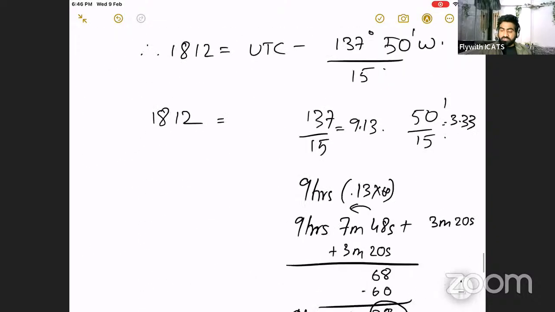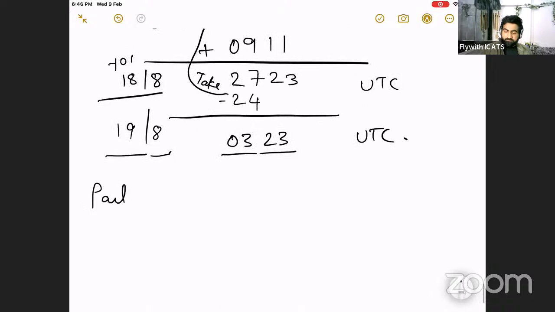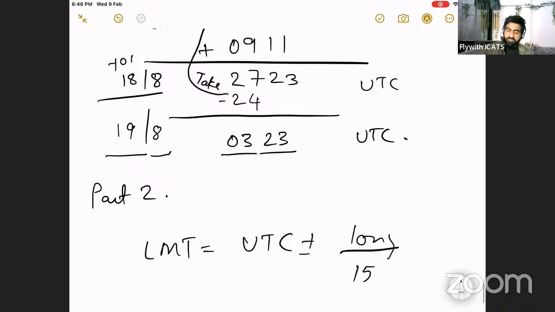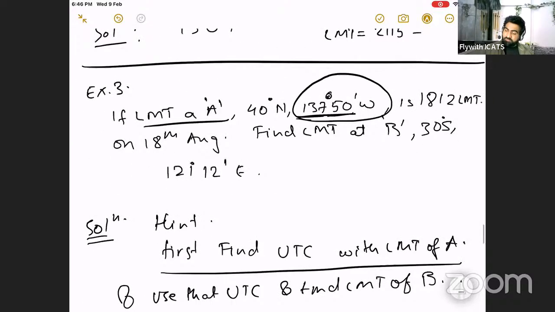Now you have got your UTC, everyone. Part 2. LMT is equal to UTC plus or minus longitude upon 15. What is position Bravo? Position Bravo is 121 degrees 12 minutes east.